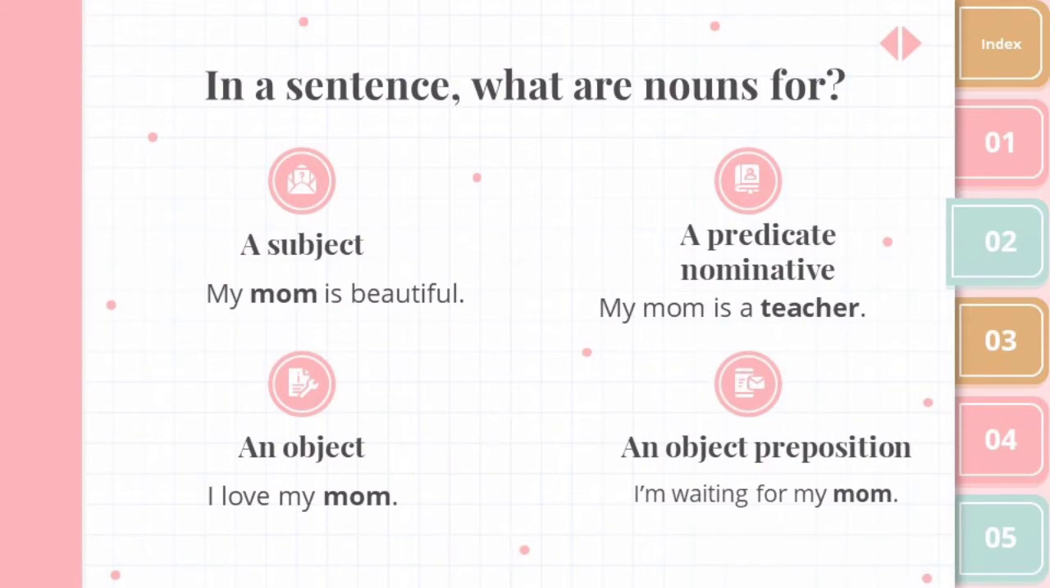The fourth function of a noun in a sentence is as an object of preposition. Here we have another word mom in the sentence, but right now the word mom is used as an object of preposition because we have a preposition before the word mom, which is for.